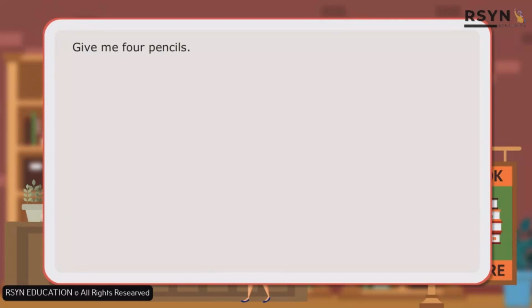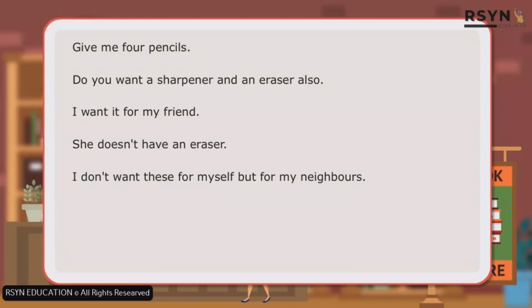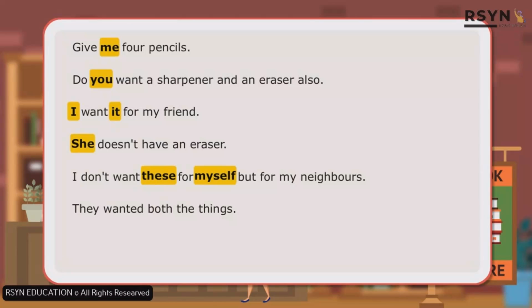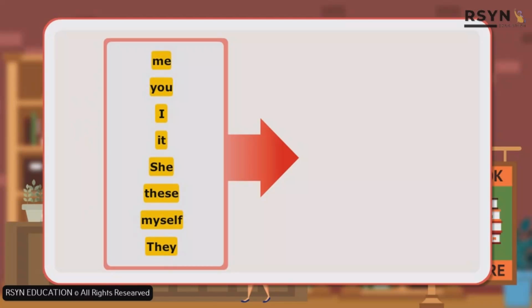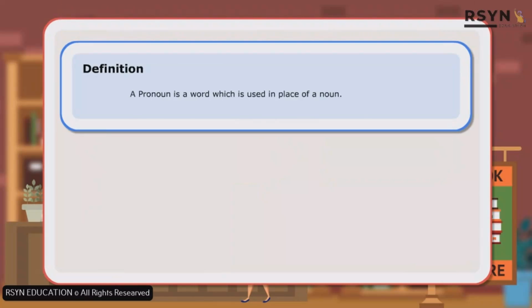In the dialogues, the girl and the shopkeeper have used several words in the place of nouns. The words me, you, it, I, she, these, myself, they are examples of pronouns. Definition: a pronoun is a word which is used in place of a noun.